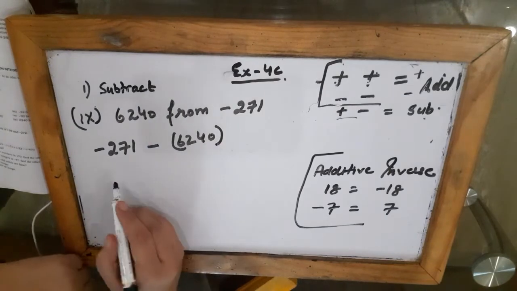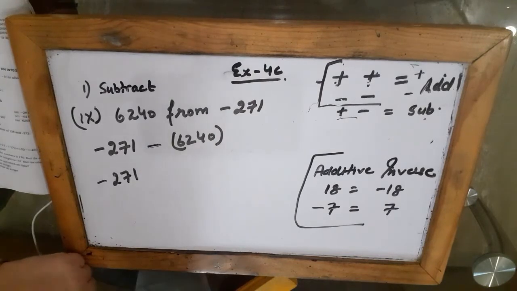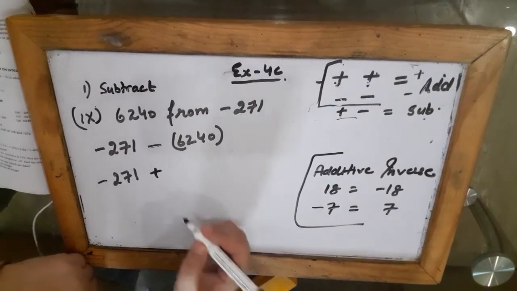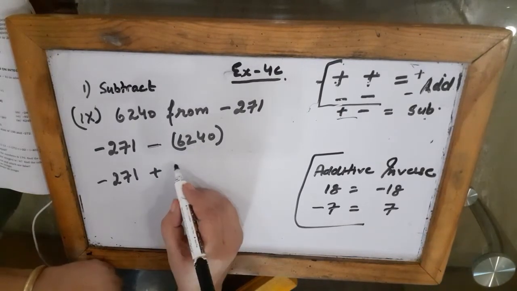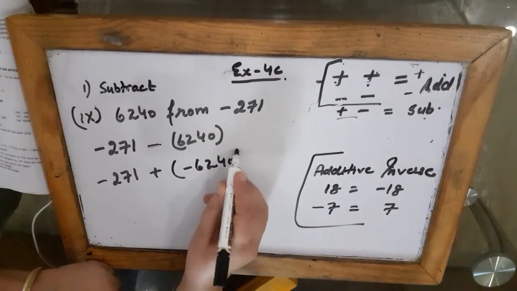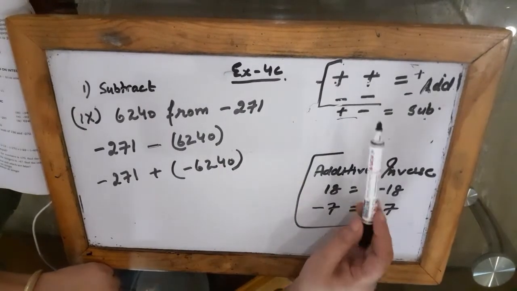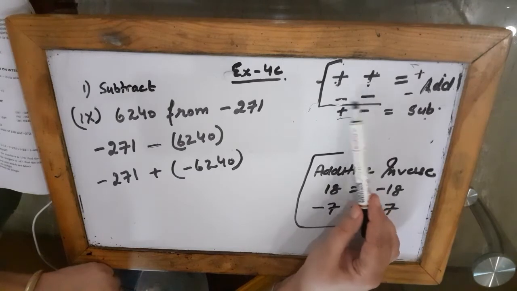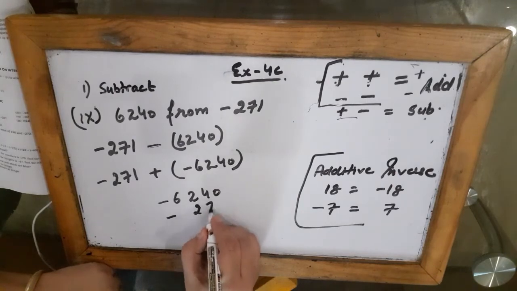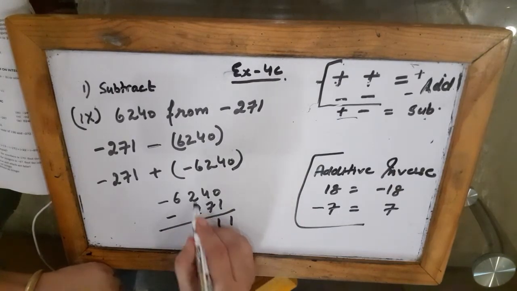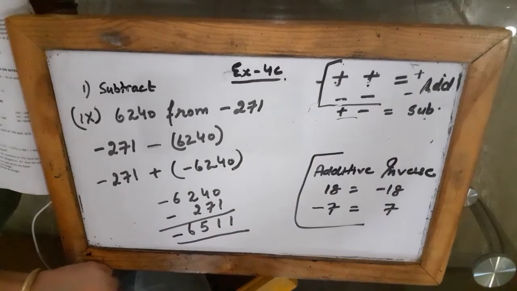Now when I subtract, leave the first number as it is. This minus I will change into a sum of addition, and this second integer I will change the sign. This is a positive number, so this will become a negative number. Now both my integers are negative, and what I have learned is that if both integers are of the same sign, we add them. 6511, and because both are negative, my answer also will be negative.